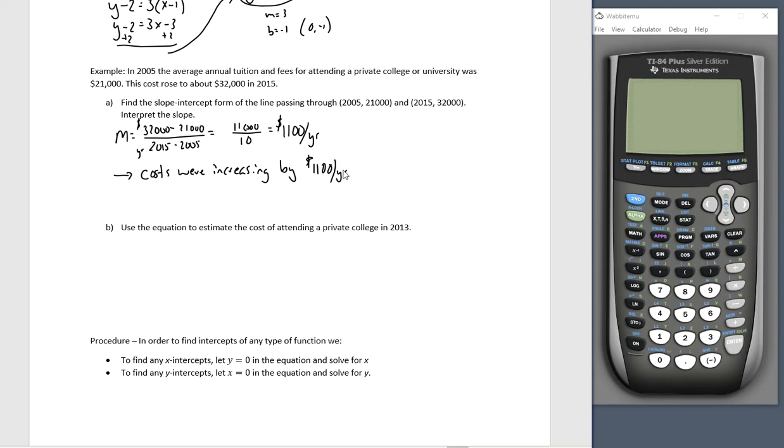Use the equation to estimate the cost of attending a private college in 2013. Oh, what? I didn't even find the equation. I've already interpreted this slope. Let's find this equation. I apologize. Y minus, I'm going to use the smaller values, 21,000 equals 1,100 times x minus 2005. It's always a good idea to read the instructions. Instructors do this just as often as students. We just forget to read the whole thing.